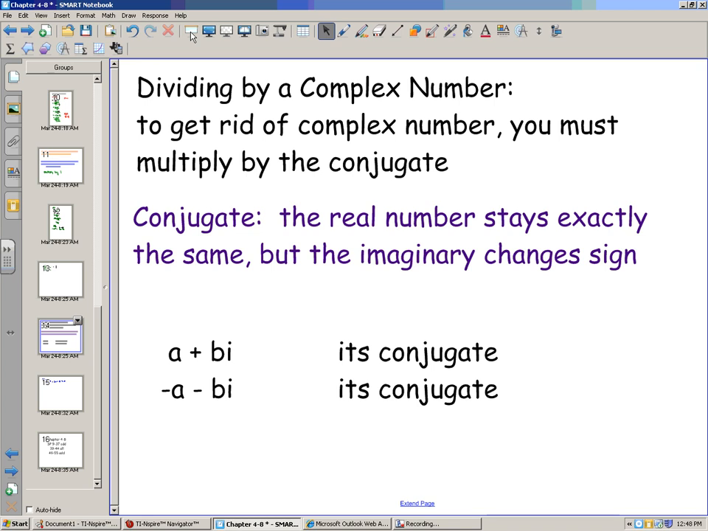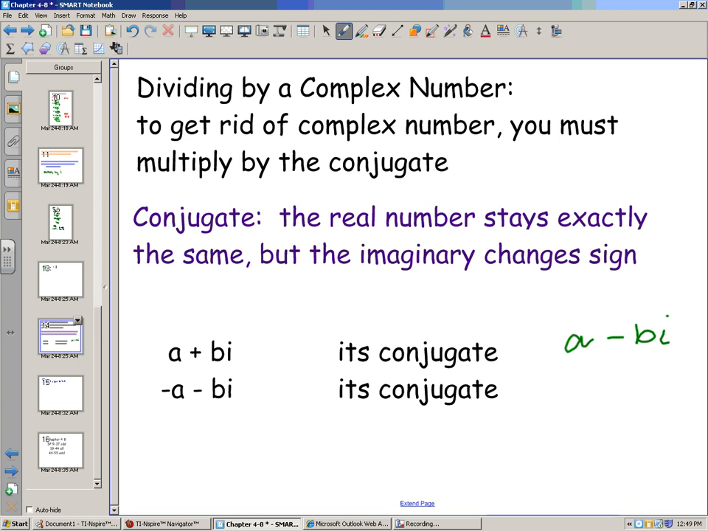Now, if I have a plus bi, its conjugate, by definition of a conjugate, says that the real number stays exactly the same. So what is exactly the same as a plus bi? What's the real number? A. And then it's the opposite of the imaginary number. So if it was positive, it becomes minus bi. So that's the conjugate of a plus bi.